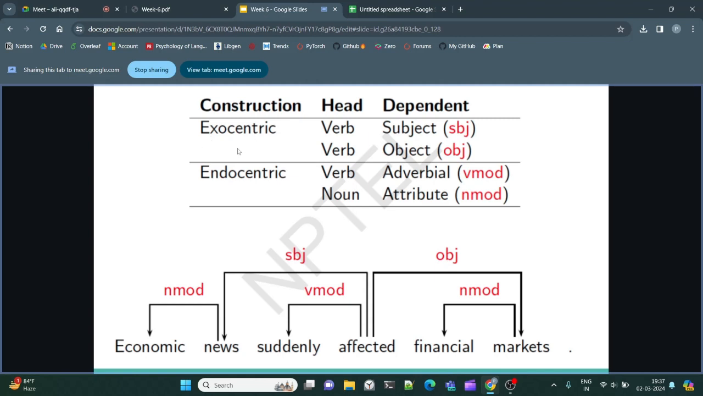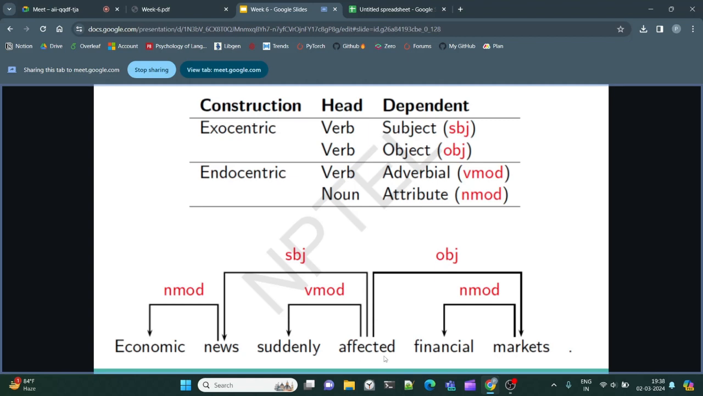Now another type is exocentric. So exocentric constructions would be of the form verb-subject, verb-object, where all the entities that are present in the construction are mandatory. So for example, here affected is the verb and the subject to affected is news. So both news and affected are required to be present in the construction. I cannot drop either one of them and still have a valid sentence. Both of them are necessarily to be present in the sentence.